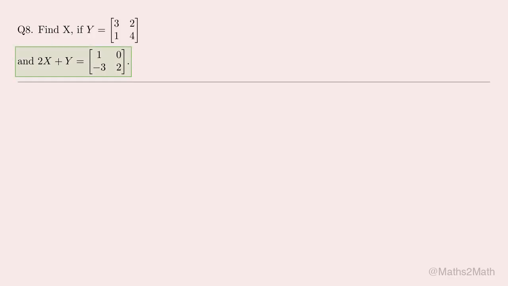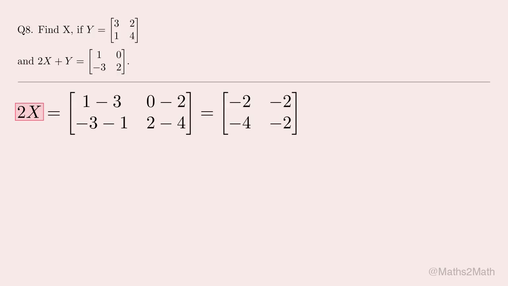Question 8, a quick rearrangement. Y is known, so we simply isolate X from the equation. Move Y across. 2X is the right side minus Y. Have every entry.